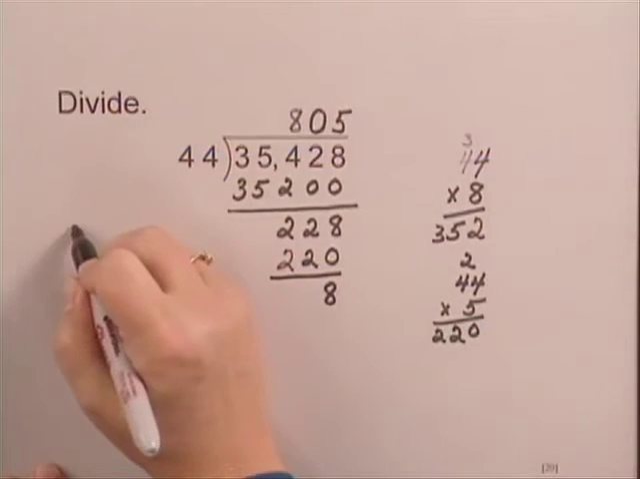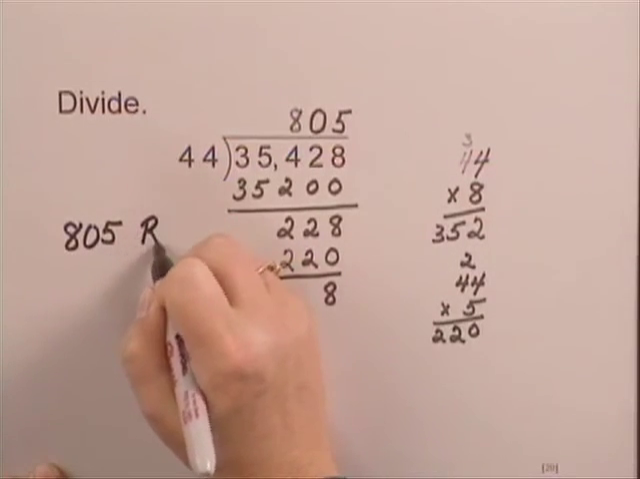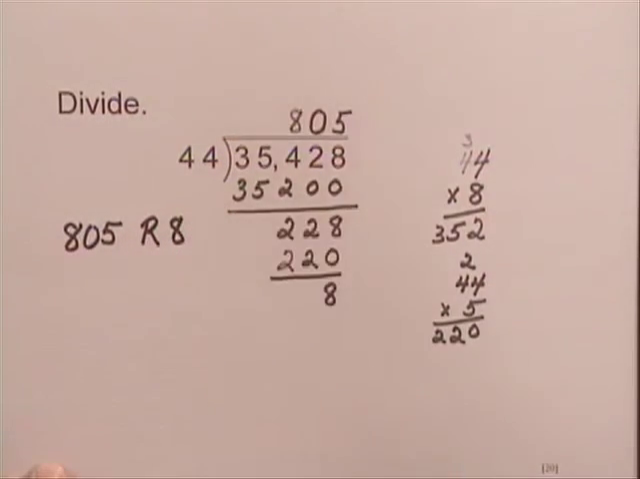So the quotient is 805, and there's a remainder of 8. And that is how you write your answer.